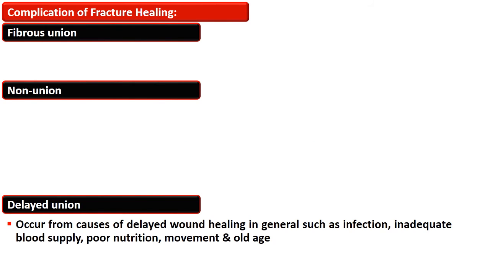Delayed union occurs when there is delayed wound healing, such as due to infection, inadequate blood supply, poor nutrition, movement, and old age.